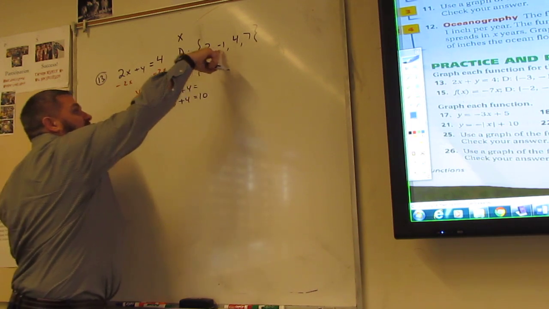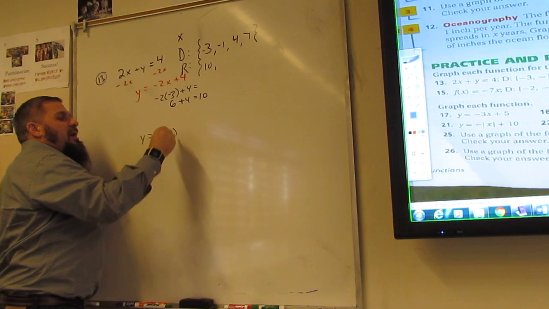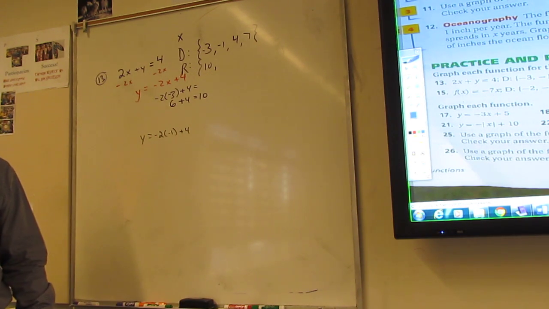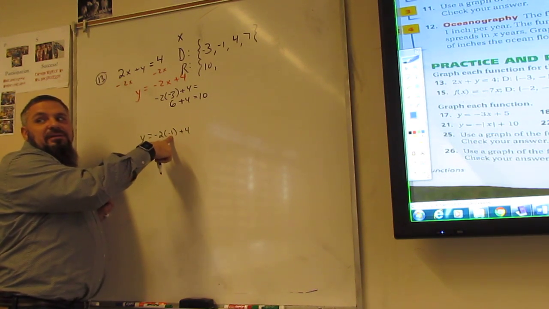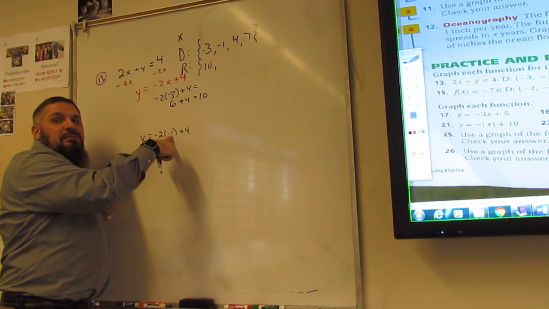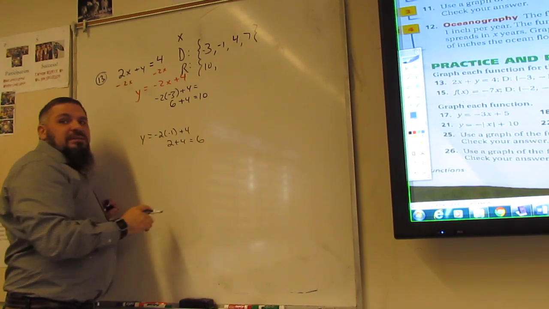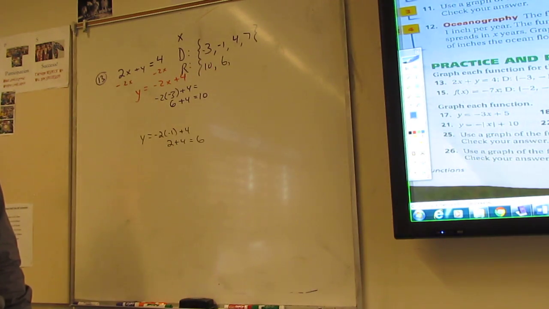I got to do it again. I got to put in negative 1. So y is equal to negative 2 times negative 1 plus 4. What is negative 2 times negative 1? Positive 2. Positive 2 plus 4 is 6. So there's the 6.